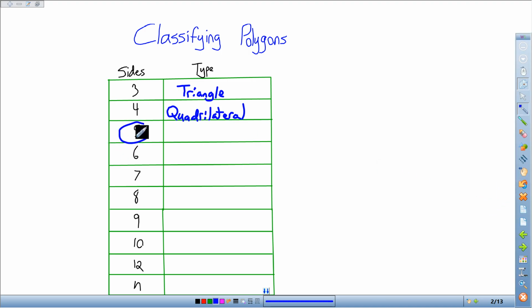Okay, next, five-sided figure. That is called a pentagon. I think of the building called Pentagon because it has five sides. That's how I remember that one. Okay, six sides would be a hexagon. Seven sides is not a very common shape, but that one is called a heptagon. Eight sides, this is a very common one, octagon.